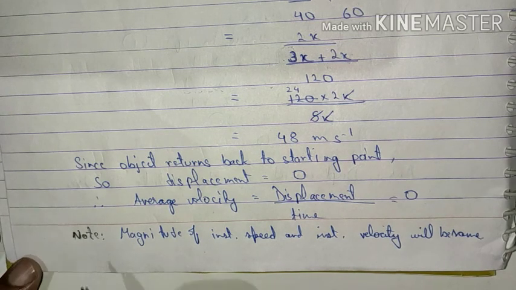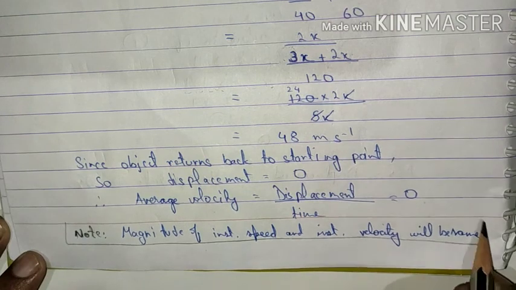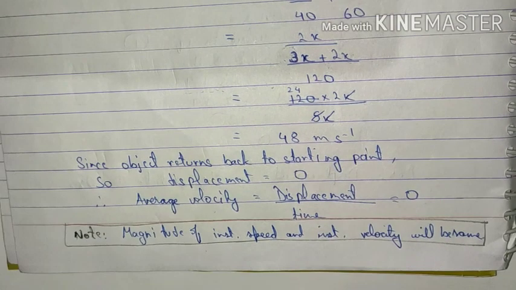Please note one thing which is different from this question. In this question we observed that the value of average speed and average velocity were coming out to be different. However, the value of instantaneous speed and instantaneous velocity will always be the same.